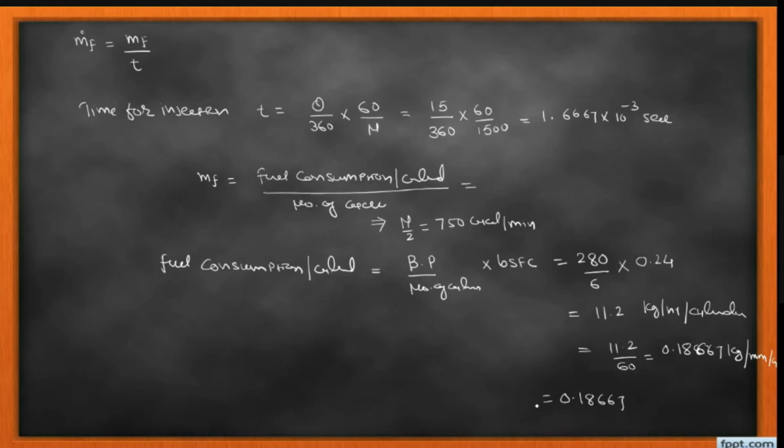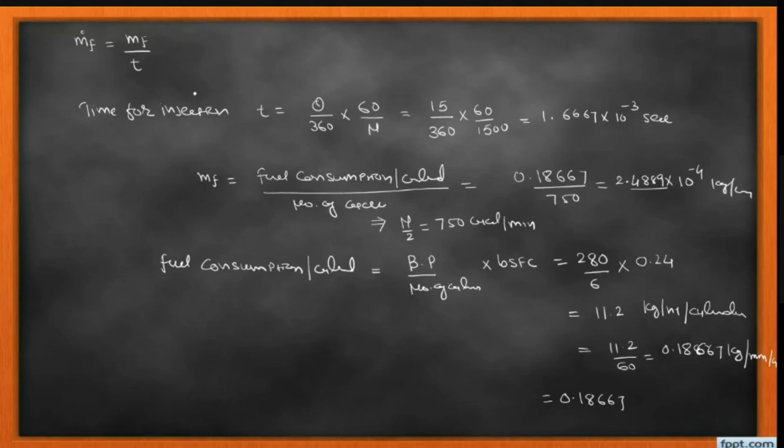So finally we get the fuel consumption in kg. Here we put 0.18667 divided by 750, and the unit is only kg, because the kg per minute per cycle is cancelled out with the cycles per minute, and we get the final answer for the mass of fuel required in kg per cycle, that is 2.4889 into 10 to the power minus 4 kg per cycle.